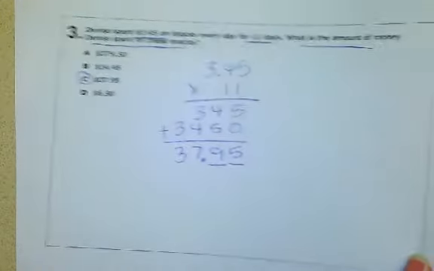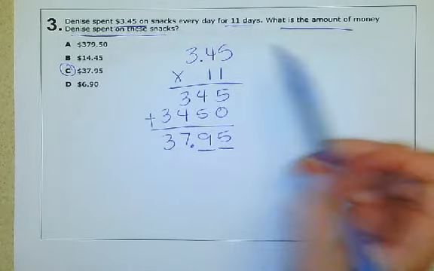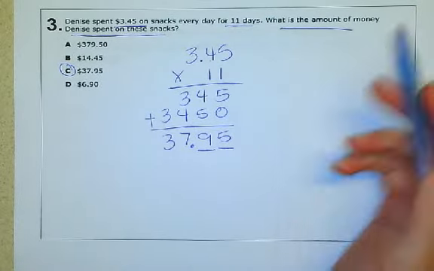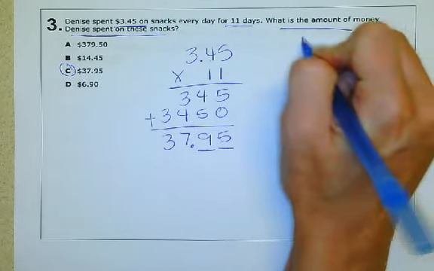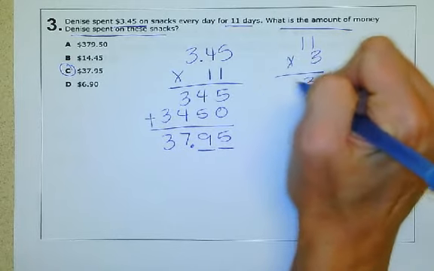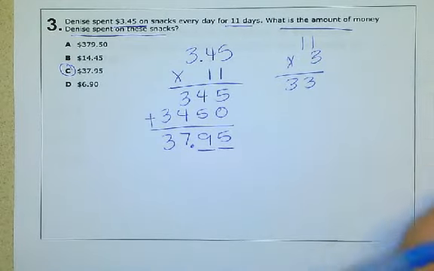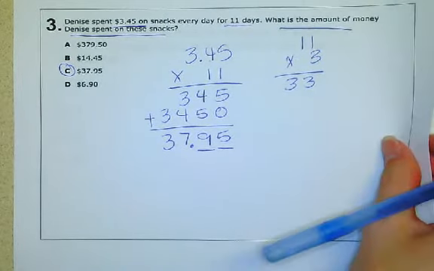Alright, and we can estimate to check our work. So the 4 would tell my 3 to stay the same. So I know 11 times 3 is 33. And that is very accurate, so I know that my answer is correct.